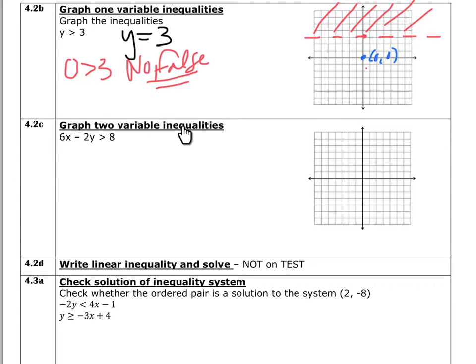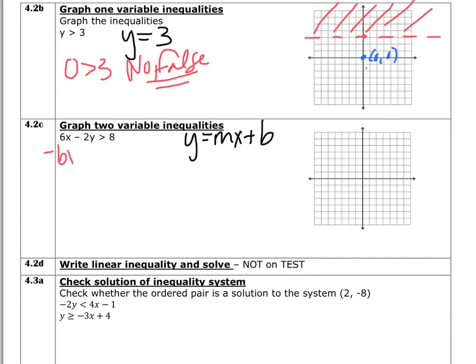4.2c wants us to graph two variable inequalities. So here we have x and y. So now we're going to get a line that has a tilt to it. The easiest way to graph these is to set them up in y equals mx plus b format. So remember, to do that, we need to get y by itself. So what I would do is get y by itself, which means you have to move the 6x and the minus 2 away from the y. Work your way towards the y, so do the 6x first.